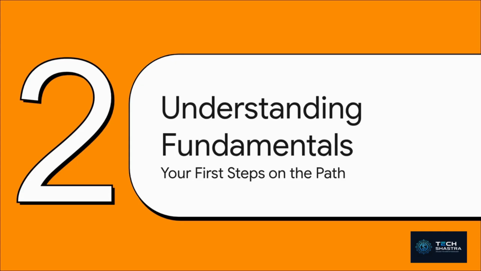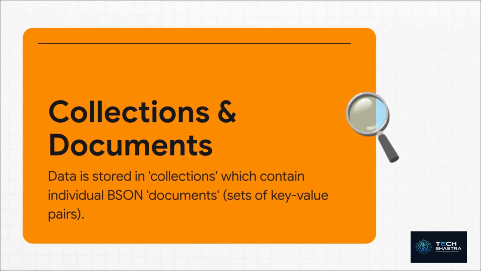All right, so we've established why this is so important. Now it's time to take our first actual steps on this path. And mastering the basic vocabulary, the fundamental language of MongoDB is absolutely crucial to understanding how it all fits together. Now, if you're coming from the SQL world, here's a really easy way to think about this. A collection is kind of like a table, and a document is basically a row inside that table. The big difference, though, is that each document is this rich structure of key-value pairs, a lot like a JSON object you'd see in JavaScript.